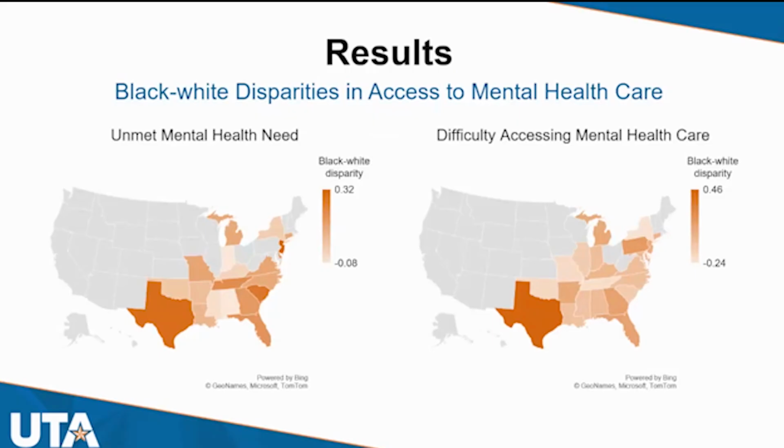So this is a much emptier map, because the sample estimating disparities for Black children and white children only included 23 states. And for both unmet mental health need and difficulty accessing mental health care, you can see that Texas is pretty dark orange. And unexpectedly, New Jersey has pretty large disparities in Black versus white unmet mental health need for children. I have some thoughts about that.